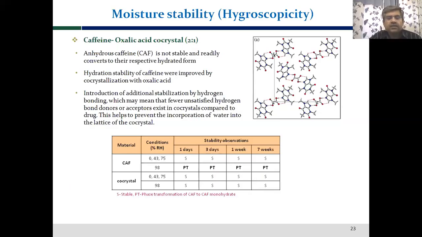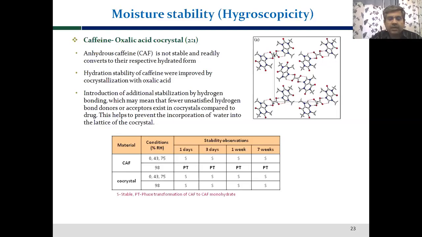And the hydration stability of the caffeine in one research work was improved by co-crystallization with oxalic acid. So the introduction of additional stabilization by hydrogen bonding, which may mean that fewer unsatisfied hydrogen bond donors or acceptors exist in the co-crystals compared to the drug, contributes to better moisture stability or lesser hygroscopicity.